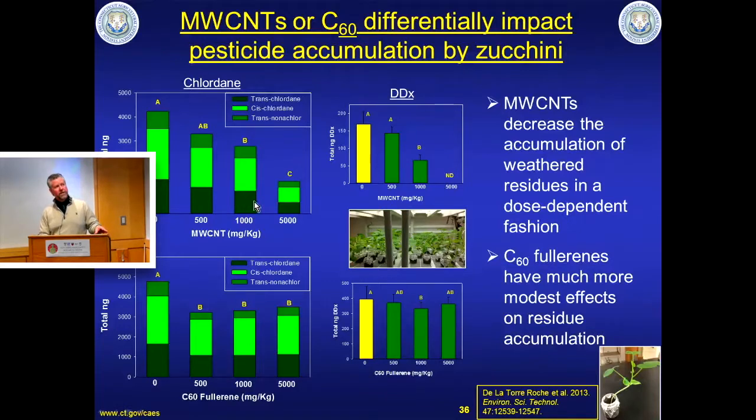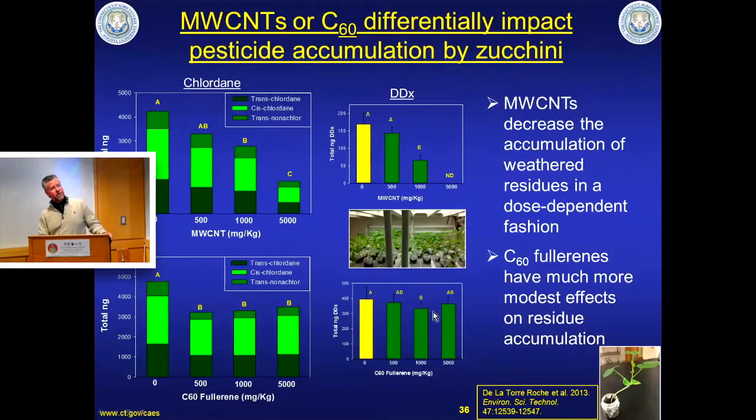We saw it with chlordane. We saw it with DDT plus metabolites, so we called it DDX. This is the zucchini data. We didn't really see it when we added fullerenes. You saw a drop off, but it wasn't dose dependent with chlordane. And with DDX, we didn't see any effect at all. The C60 had no impact, even all the way up to 5,000 ppm.